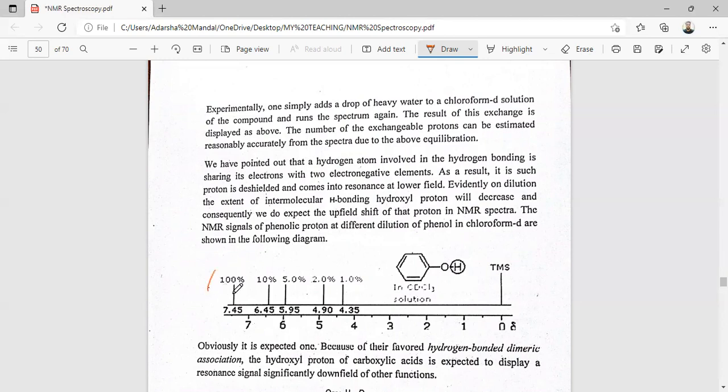So here, when 100% phenol is present, it gives the signal at the 7.45 region. Where the concentration is lower, the extent of hydrogen bonding is decreased, and the NMR signal comes as a shielded, upfield shift.